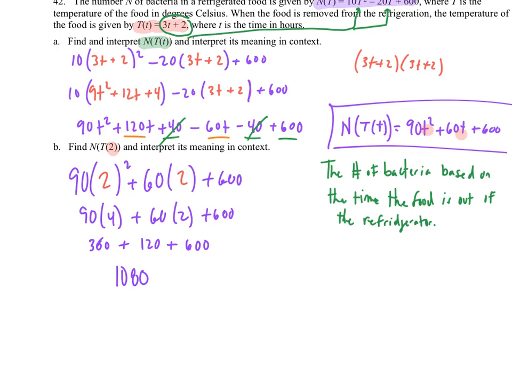So there's my N of t of 2, 1080. What does that mean? How do I interpret that? Remember, what it spits out is the outside letter, so it's the number of bacteria. This is the number of bacteria based off of this inside number, which was 2 hours. So if the food is out of the refrigerator for 2 hours, there will be 1080 bacteria on it.